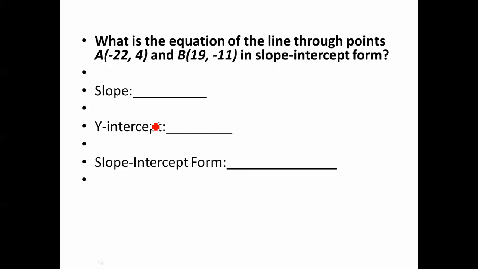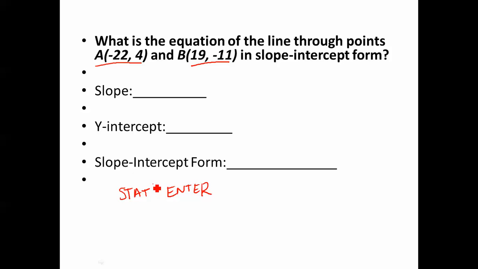Alright, looking at the next one. What is the equation of the line through these 2 points? We would actually use the stat function on the calculator. And if you need help with this, you need to come into tutoring. So we would push stat, enter. Take these notes down, and then you can come into class and try it and see if you can get the right answer. So my 2 points are -22, 4 and 19, -11.